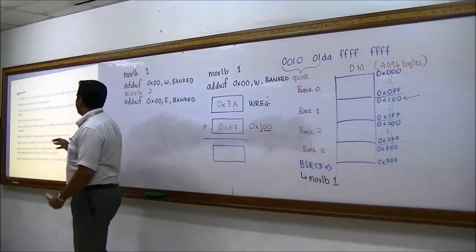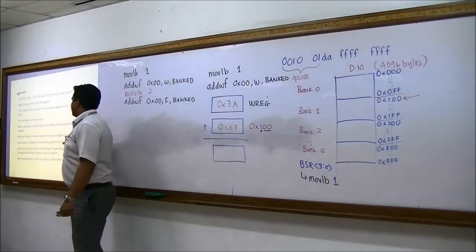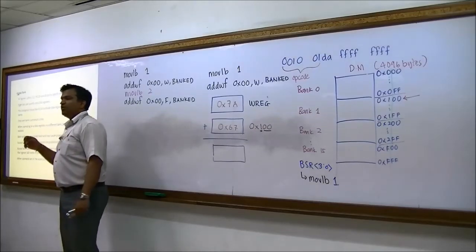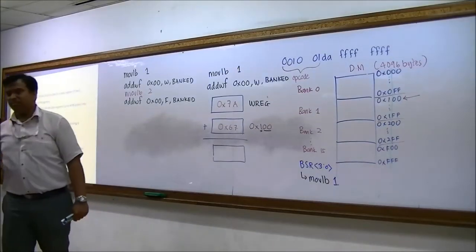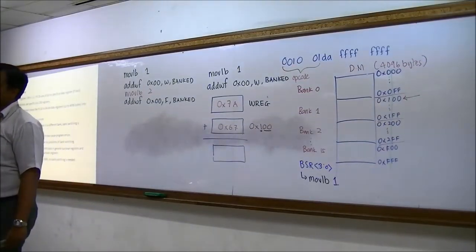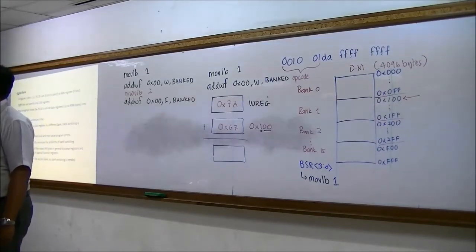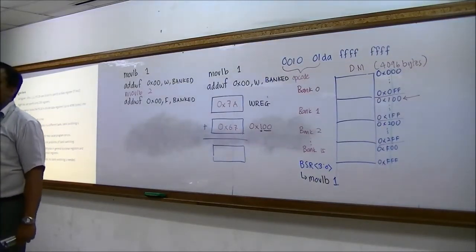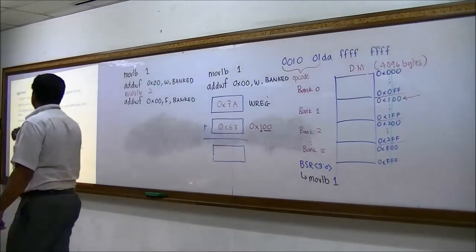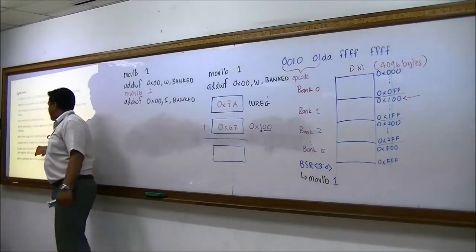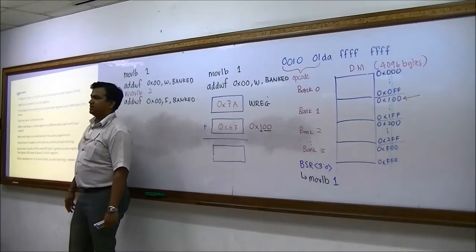Problem with the bank switching. So therefore they found that okay, this bank switching is a hassle. So the engineers thought we created this problem, so we need to solve this. So they came up with another solution which is known as access bank. Access bank is created to minimize the problems of bank switching.